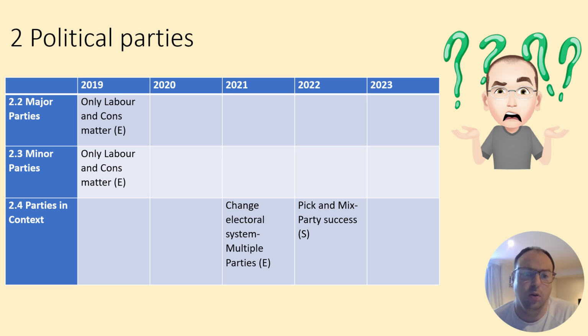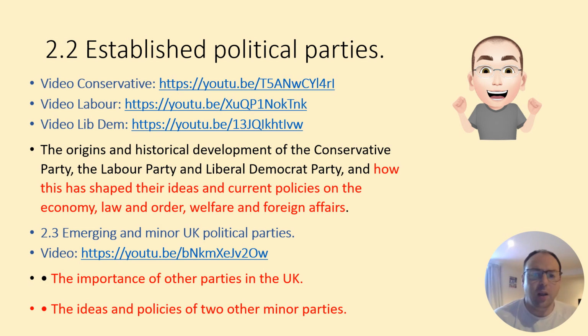Party success comes into 2.4. There was a question back in 2019 on whether only the Labour Party and the Conservative Party matter, and since then there's a big absence on political parties, on either major or minor parties. So this again looks like an area that it's worth spending a bit of time and effort. Again, we've got here the links to videos on the different parties. Just make sure you've got lots of examples. Highlighted the bit in red again.